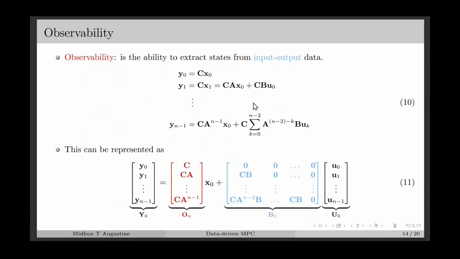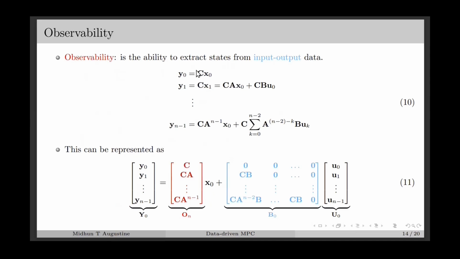Similarly, there is another property of the system called observability, which is associated with the output and the states. Observability can be considered as the ability of the system to extract its initial state from given input-output data, which basically means if the system is observable, we are able to extract any initial state or any previous state from the input-output data of sufficient length.